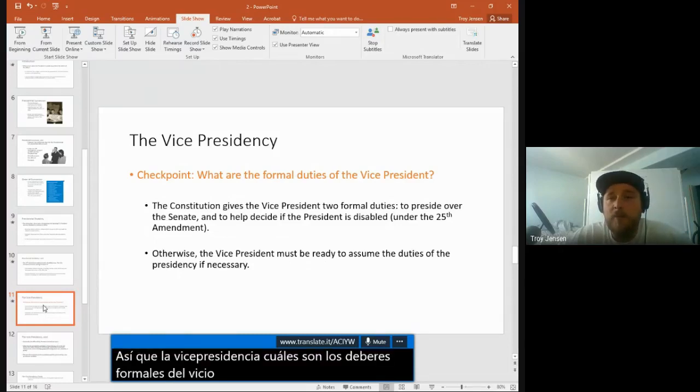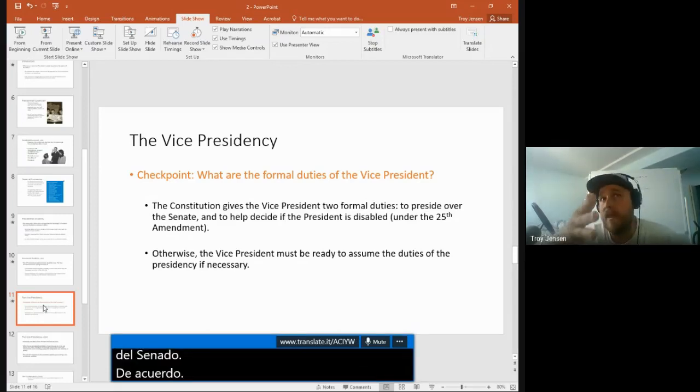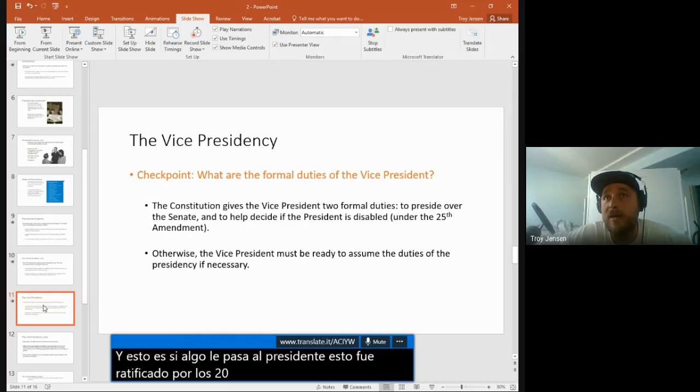We talked a little bit before about what the vice president really does. His job is really identified by the president of the United States. Constitutionally, he has 2 responsibilities. If something happens to the president, he takes over, and he serves as president of the Senate. Okay. And if something happens to the president, this was ratified by the 25th Amendment. Otherwise, the vice president must be ready to assume duties that the president designates.